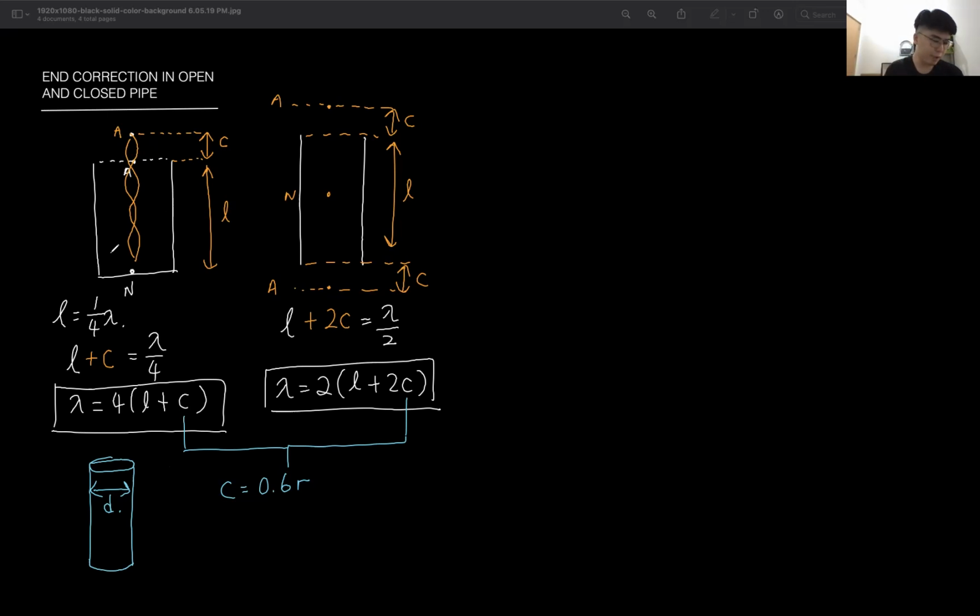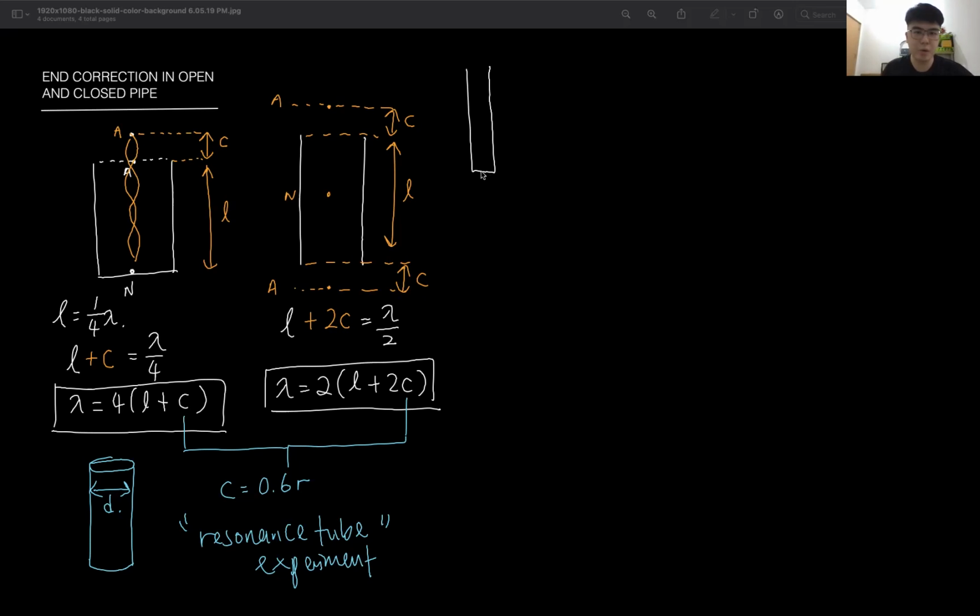Now, in some cases, the end correction is not given, and they use another method to find the lambda without knowing the end correction. What they use is an experiment that they call the resonance tube experiment. Let me draw a little bit of the setup for this experiment. Basically you have a tube, closed at one end, and the other end is open.